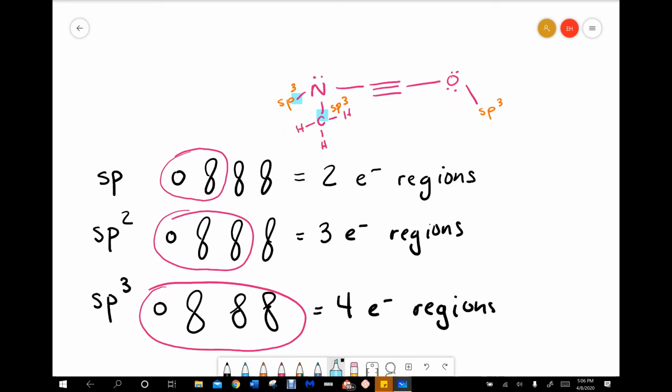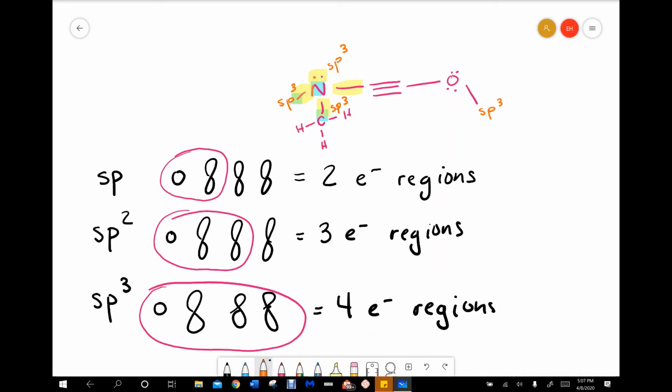All right, now let's take a look at our nitrogen. If we look around it, it has 3 bonds and 1 lone pair for a total of 4 electron regions. So again, its hybridization as well will be sp3.